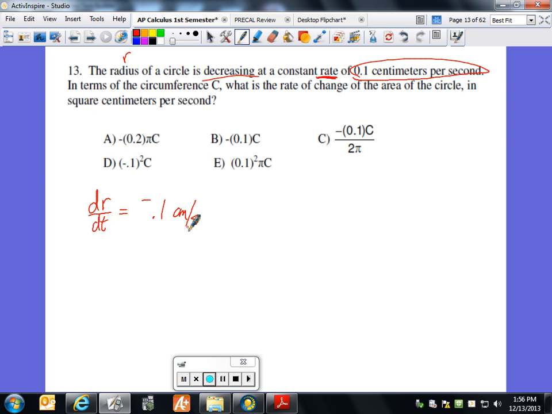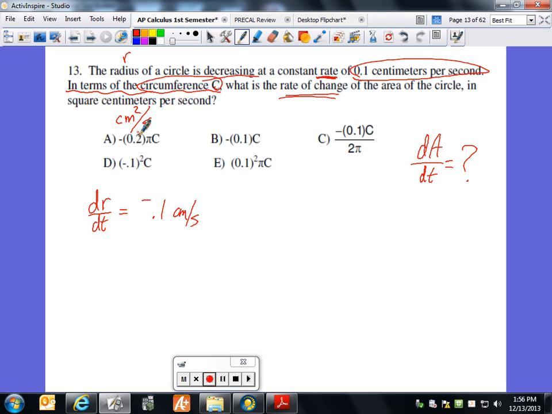In terms of circumference, so we're going to have the answer in C, not in terms of r, because they told you in terms of circumference. What is the rate of change, so d something dt, of the area of the circle in square centimeters per second? So this means the area is centimeters squared per second, it's the velocity.